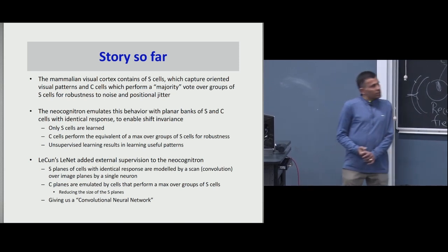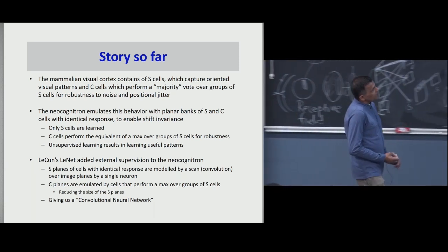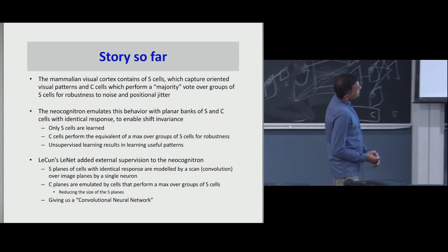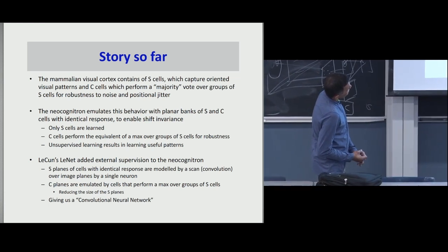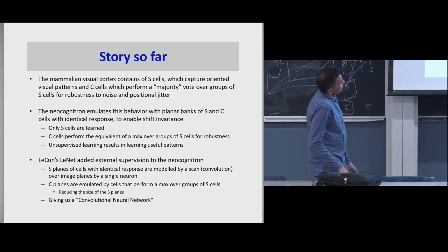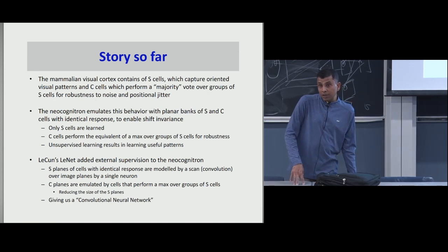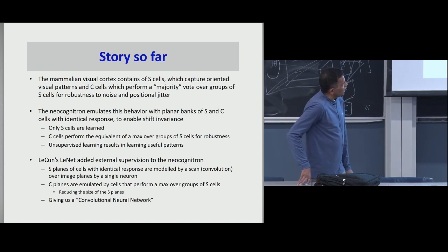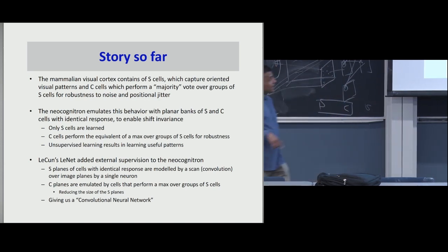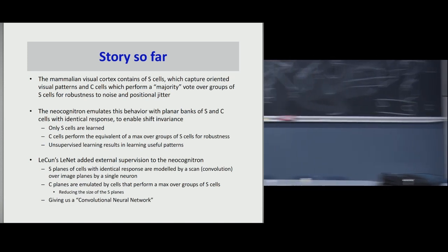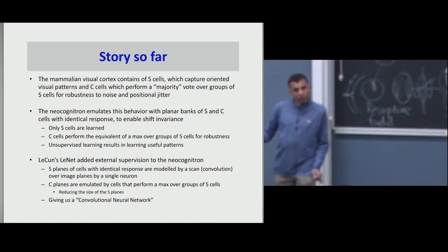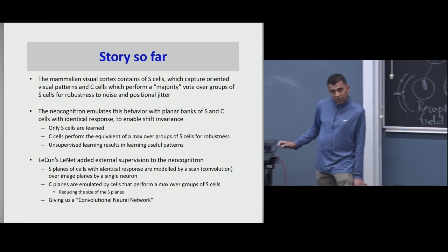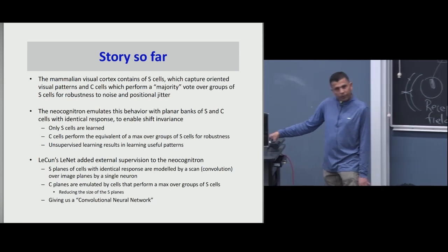So here's the model. Here's the story so far. The mammalian visual cortex consists of S cells, which capture oriented visual patterns, and C cells, which perform a majority vote. Fukushima's model, which is called the neocognitron, emulates this behavior with planar banks of S and C cells with identical response. And Yann LeCun's LeNet added external supervision to the neocognitron to actually learn this from labeled data as opposed to unlabeled data. Questions?